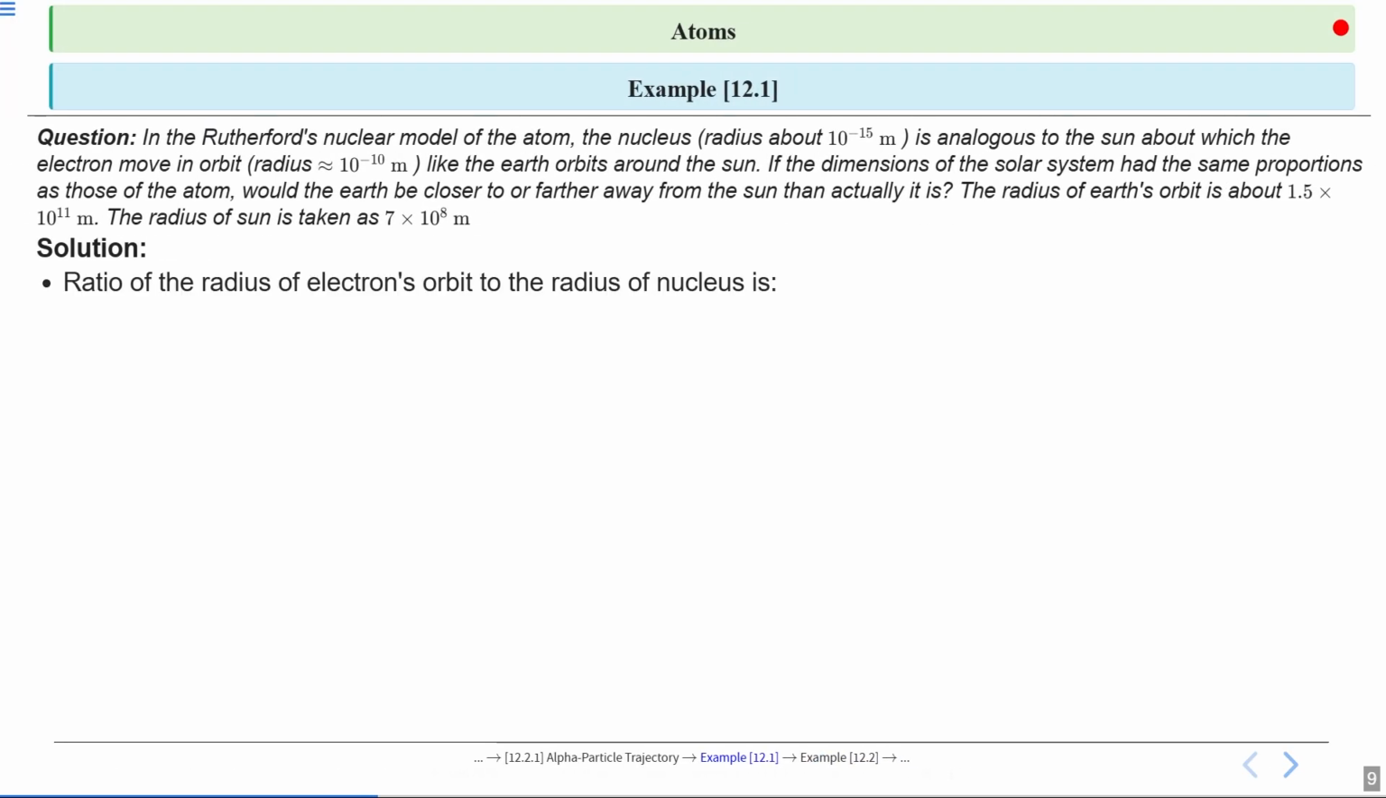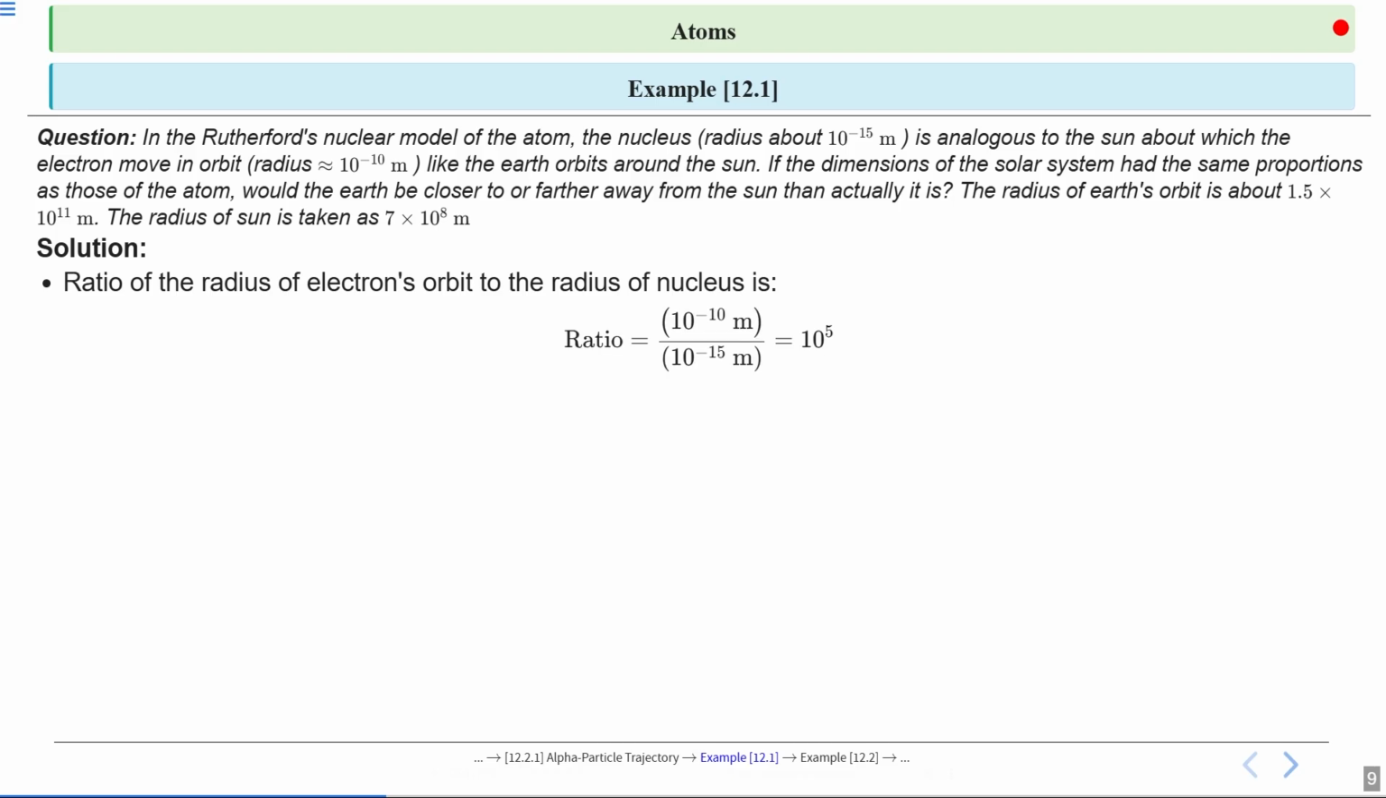So let's start by finding the ratio of the radius of the electron's orbit to the radius of the nucleus. This ratio will help us compare the scale of the atom to the scale of the solar system. Remember, the radius is just the distance from the center to the edge. And we are comparing how much bigger the atom is compared to its nucleus.